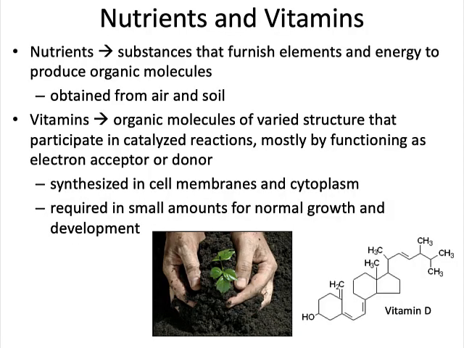Our next terms are nutrients and vitamins. Nutrients are those substances that furnish elements and energy to produce organic molecules. Nutrients are typically obtained from the air or from the soil. Vitamins, on the other hand, are organic molecules of varied structure that participate in catalyzed reactions, mostly by functioning as electron acceptors or electron donors. Vitamins are synthesized most often in cell membranes and the cytoplasm of our plants, and vitamins are required in very small amounts for normal growth and development.